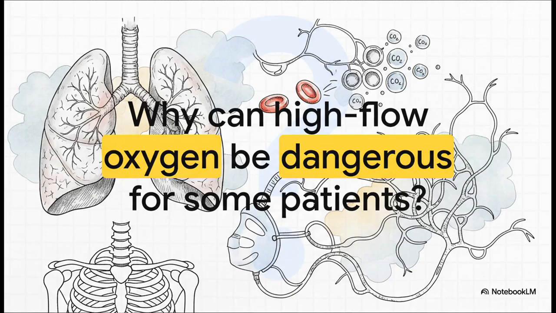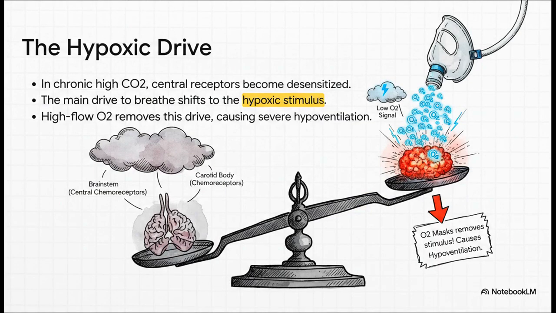Why do we, as clinicians, have to be so careful when we give oxygen to patients with chronic CO2 retention, like someone with severe COPD? This is the classic mechanism of knocking out the hypoxic drive. In a patient who has been living with high CO2 for a long time, their kidneys compensate by retaining bicarbonate. That bicarb gets into the CSF and buffers the pH, which makes the central chemoreceptors less sensitive to CO2.